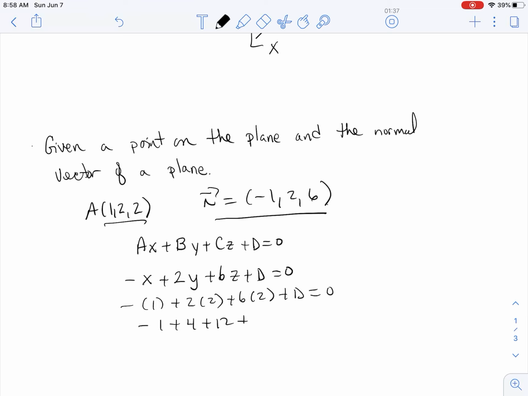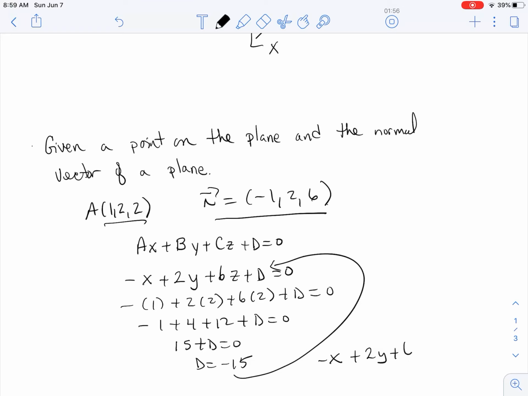Okay, so I'm going to work this out. So we get it down to this, that D is going to be -15. And I'm just going to take that and I'm going to sub that back in there. Now again, so there's the Cartesian equation of the plane.